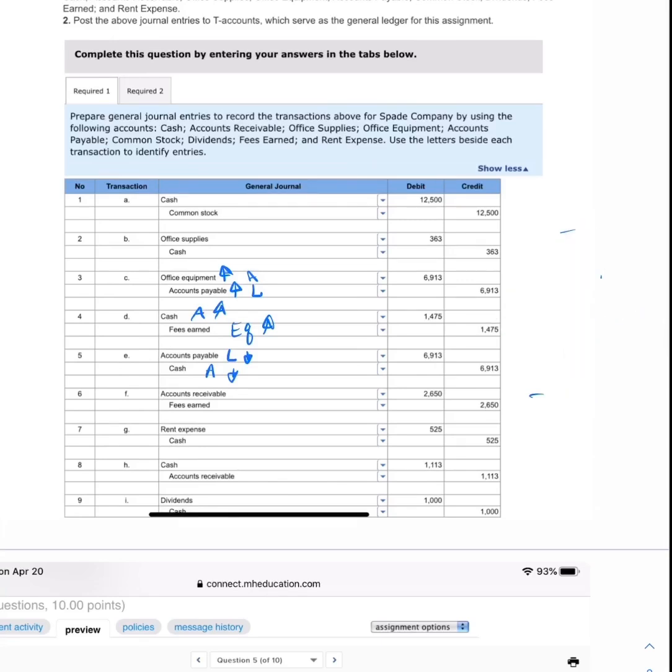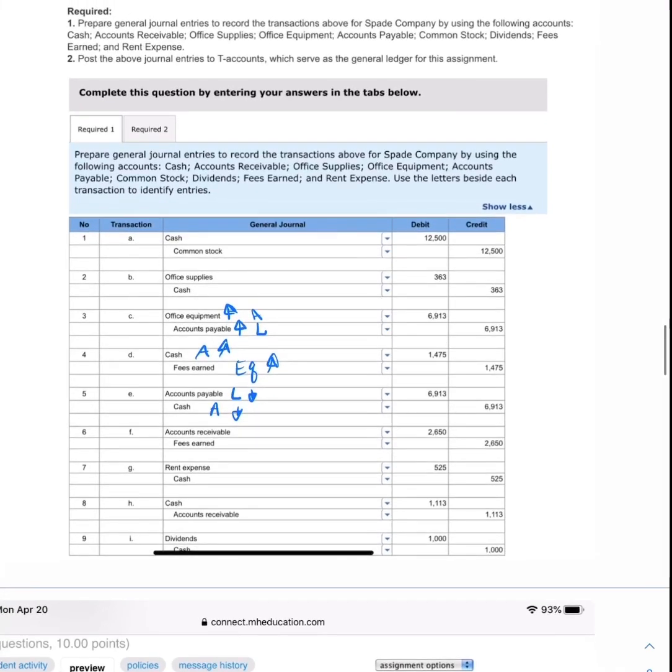Okay. Now, the next one that we've got tells us that we are looking at letter F. The company billed a customer $2,650 as fees for services provided. We billed them. Have they paid? No. So did we receive cash yet? No, we have not yet received cash. Because we've not received cash, the debit cannot go to cash. Only use the cash account if you actually see cash. In this case, there isn't any.